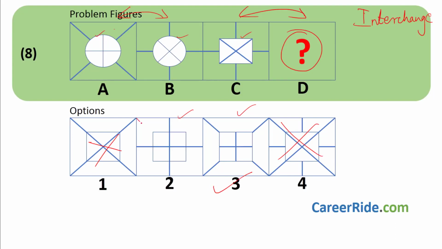Now if they would have given like this, say option number 2 is like this, then you need to see that these outside lines do not come inside the circle.